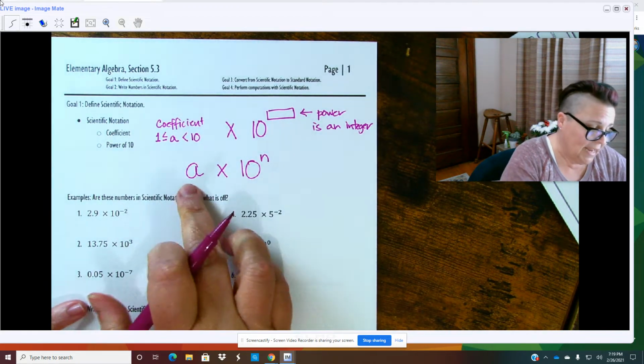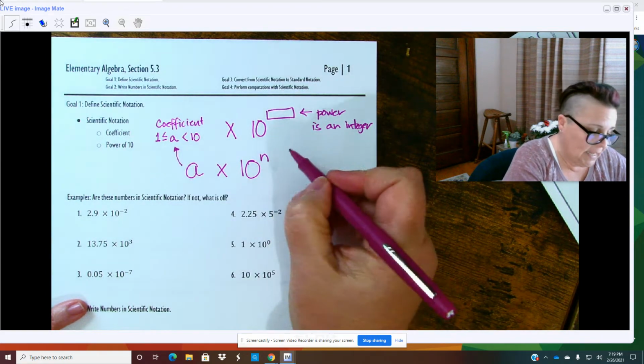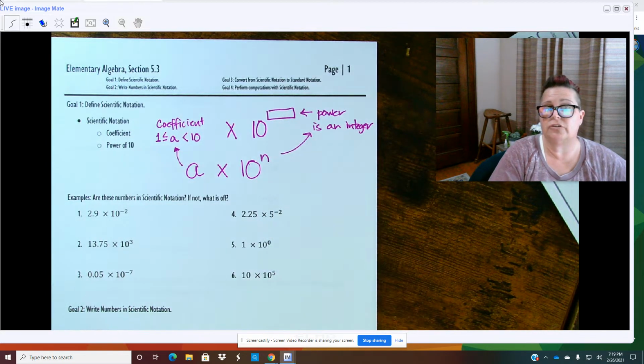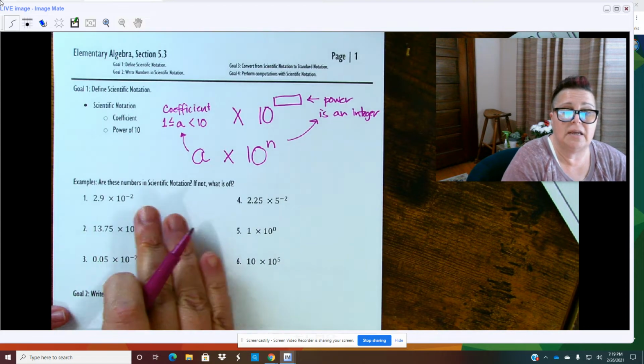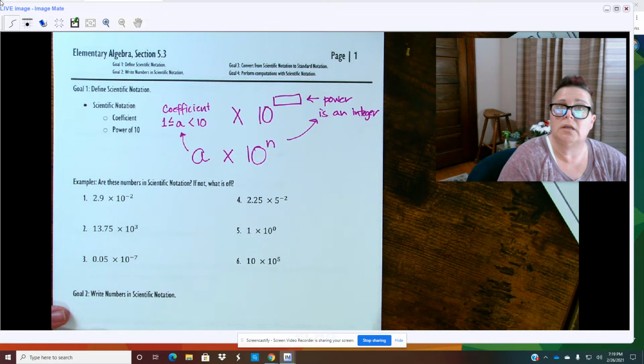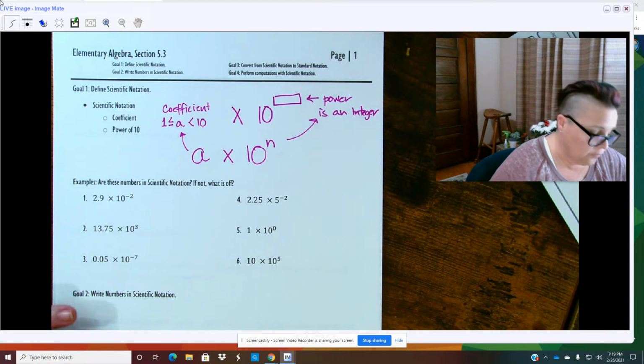What do we know about A? It is between 1 and 10. And what do we know about the n? That guy's got to be an integer. All right. Are the numbers I'm listing here in scientific notation? If they are, great. If not, what happened? What's off? Right?